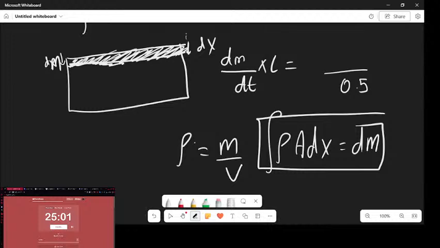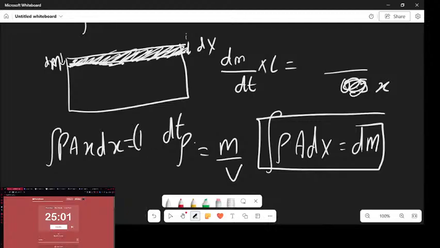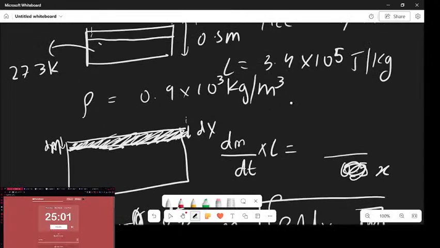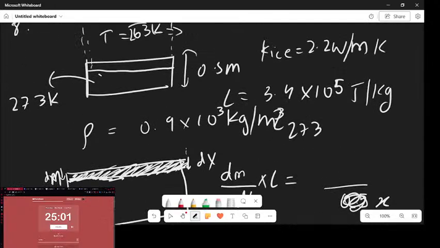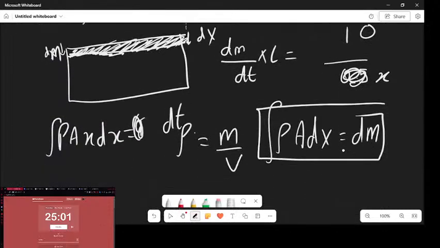and this dx is going to vary. I guess this should also be x distance. So rho A x dx, and here dt, and the change in temperature is, what's the difference in the temperature? 273 minus 263, that is 10.